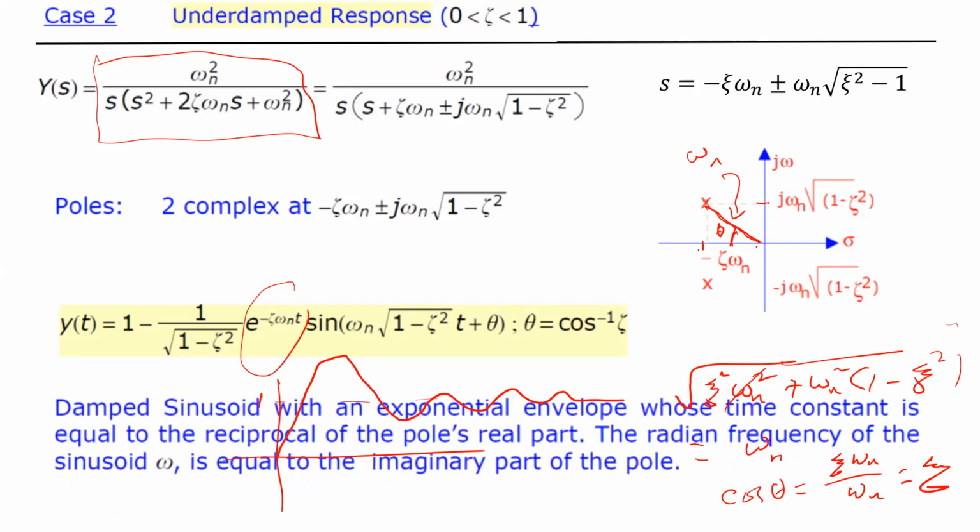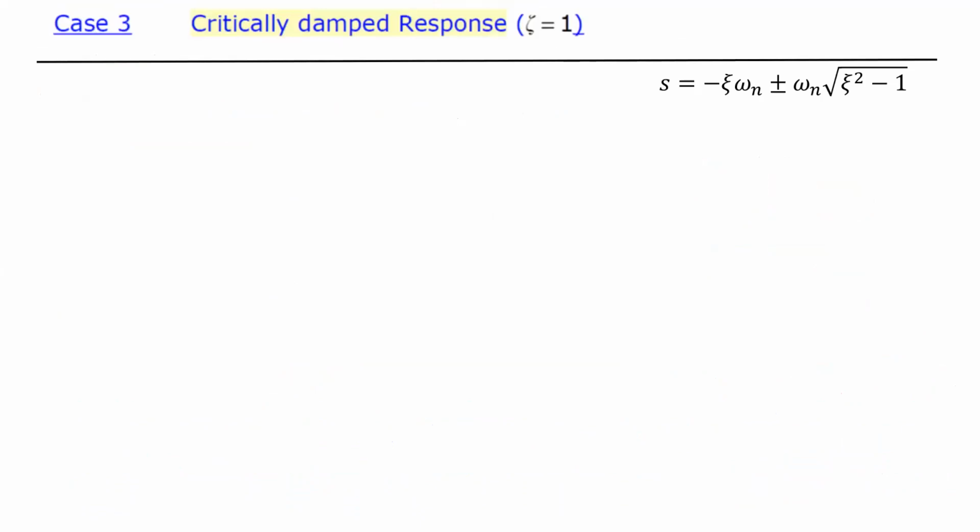Okay. Now, let's take one more thing. If zeta equal to 1. If zeta equal to 1, what will happen?